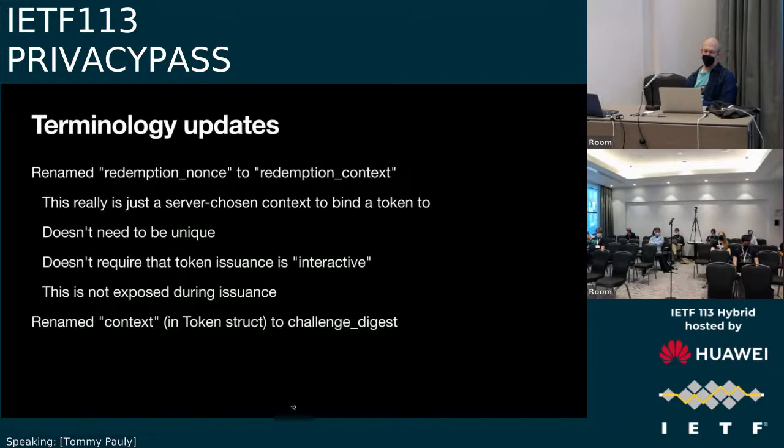So the redemption nonce is renamed to the redemption context. Generally, this is because this field was not necessarily a nonce. It's really just some server chosen context that they want a token bound to. And I want to point out that the fact that you have this redemption context in a challenge doesn't actually make the token issuance interactive, as in saying that the client needs to fetch a token immediately. It's just saying that this token is bound to something that the server knows for purposes of double spend prevention. And it's something that isn't exposed to the issuance protocol. So it's really just between the client and the origin that's doing the redeeming to make sure that you're not spending a token that someone else got.